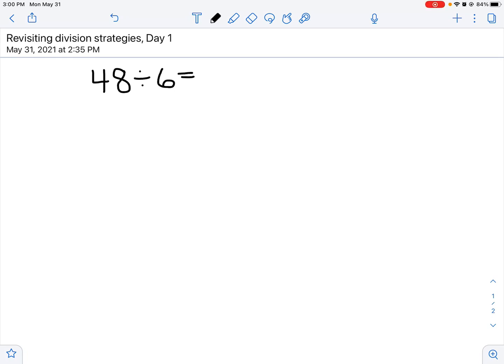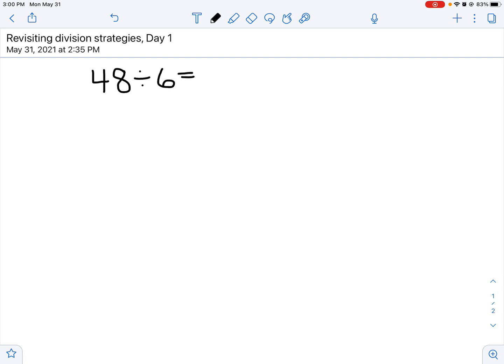Hello everybody. Today we're going to be reviewing division strategies. One thing to keep in mind as we're doing this is to remember that division is the inverse operation of multiplication, which means they're connected. So if you know your multiplication facts, those will help you with your division facts.